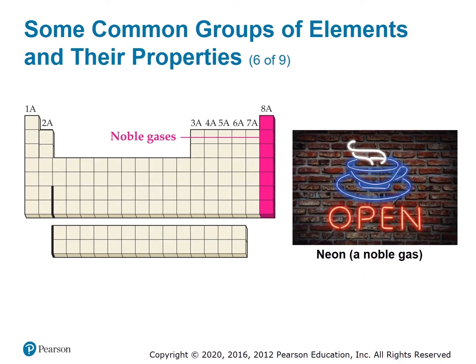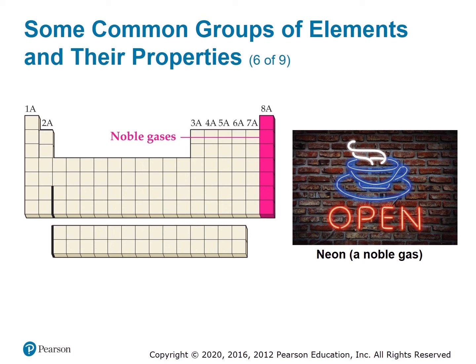Let's move on to the final group of elements that we'll discuss in detail for now, the noble gases in group 18 or 8A. Unlike the previous families of elements we've seen, these are extremely chemically unreactive. That's actually what noble means in noble gas. It's an old-fashioned term for unreactive.